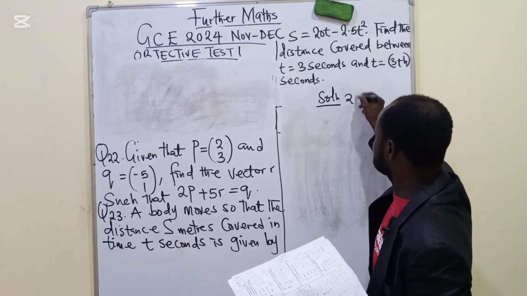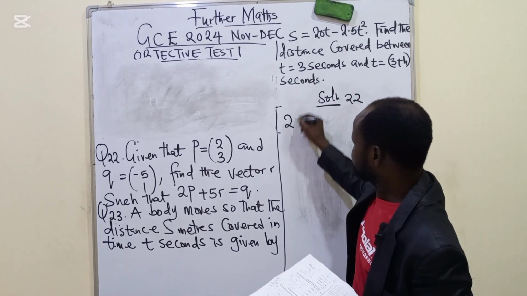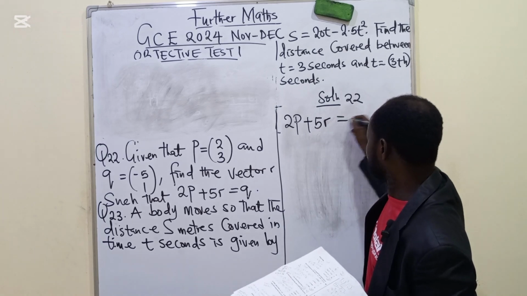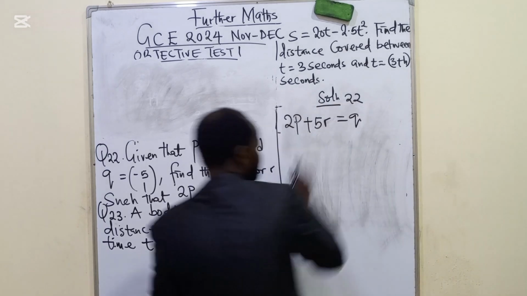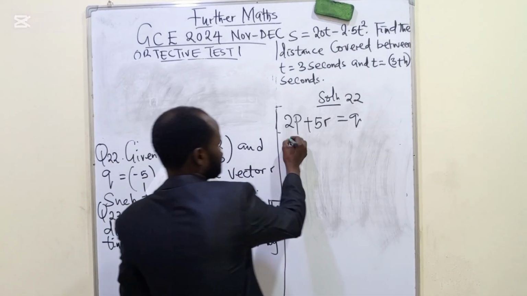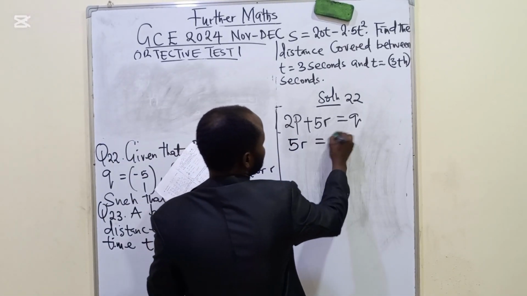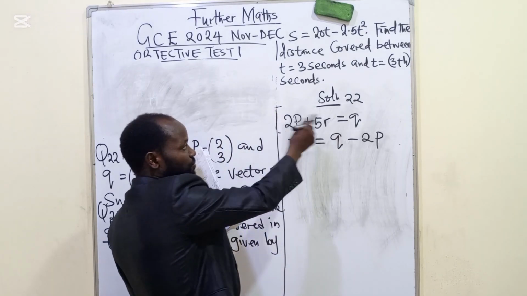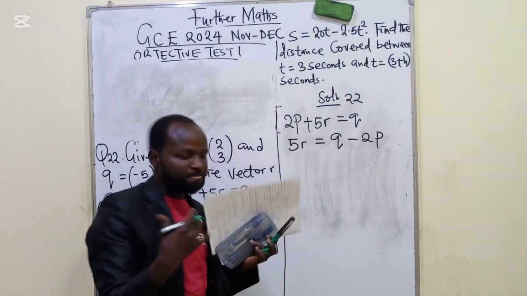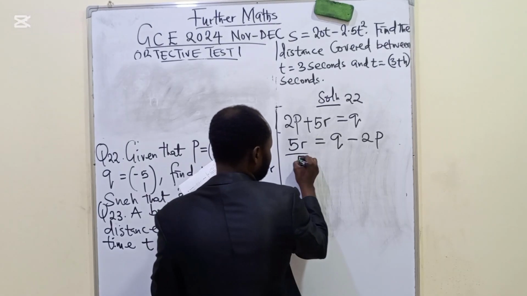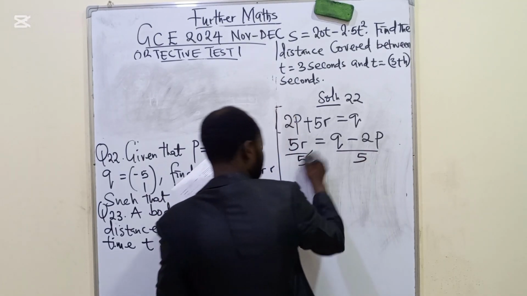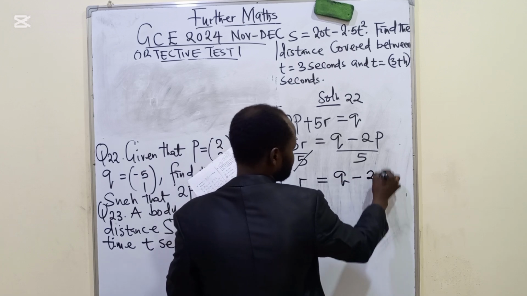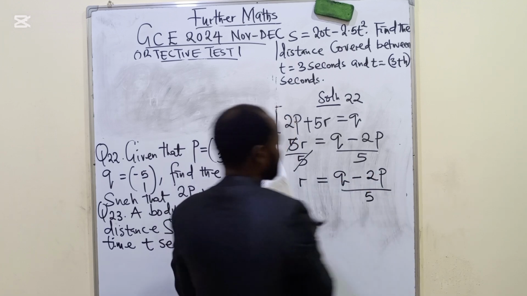That's the solution to 22 now. We have 2 multiplied by vector P plus 5 multiplied by vector R is equal to vector Q. So let's make R the subject of the formula. 5R will be equal to Q minus 2P, because this is plus 2P. When you cross the equal sign, it will be negative. Next, we divide both sides by the scalar 5. Vector R now will be Q minus 2P, divided by 5.